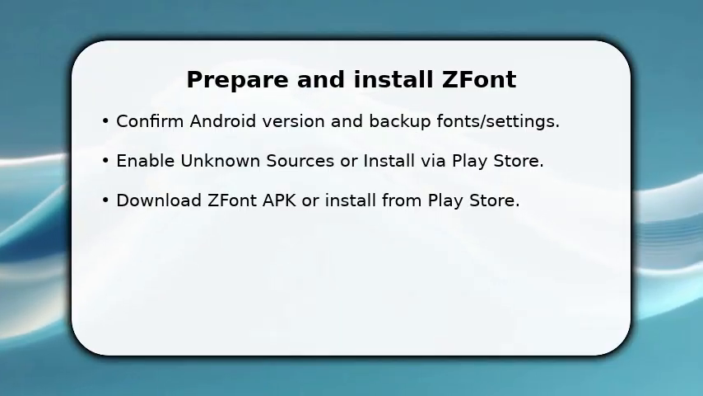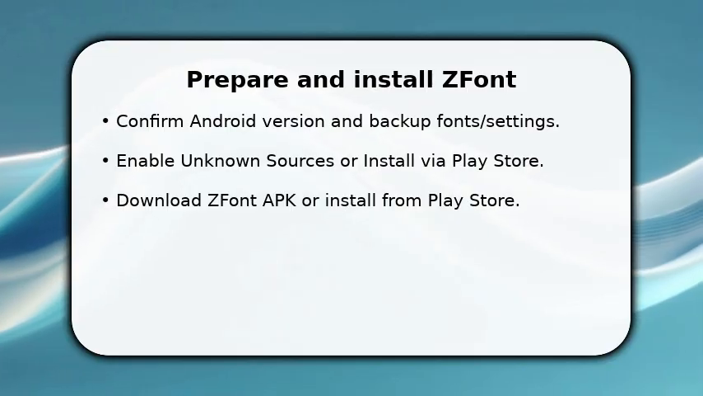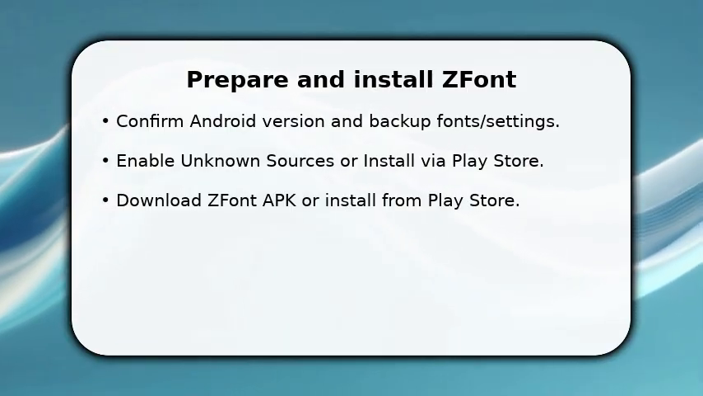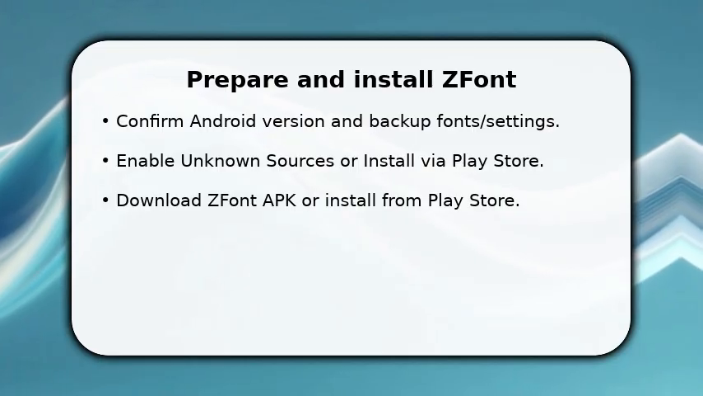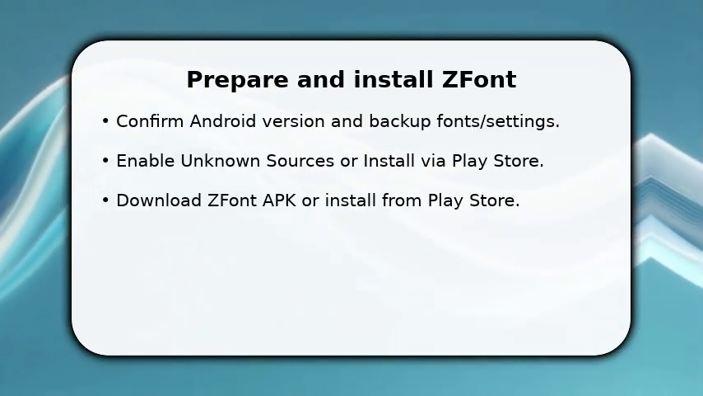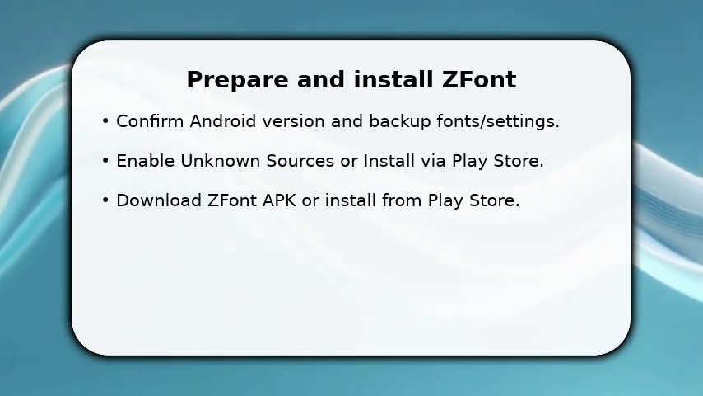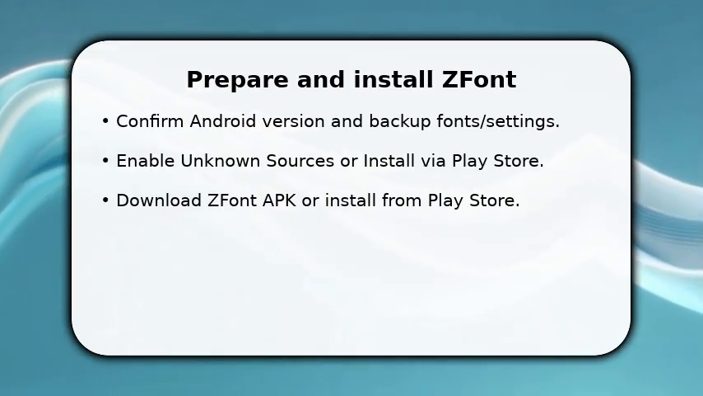You begin by confirming your Android version and making a quick backup of fonts or launcher settings. Once done, enable installation from unknown sources if you use an APK. Otherwise, open Play Store and install Zfont directly.